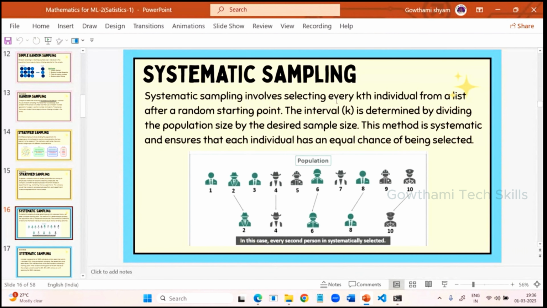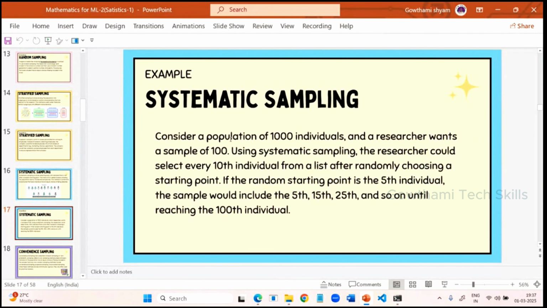So systematic sampling involves selecting every kth individual from a list after a random starting point. The interval is determined by dividing the population size by the desired sample size. Just dividing based on your given range. This method is simple, systematic, and ensures that each individual has an equal chance of being selected. So by checking these intervals, you are going to conclude one output here.